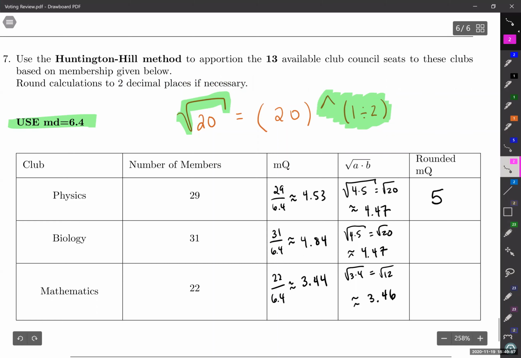Now, as we compare, 4.84 is larger than the square root of AB, so we round up. That would give this also to be a 5. However, 3.44 is slightly smaller than 3.46, right? Just barely. So in that case, we would round down and we'd just go down to 3.